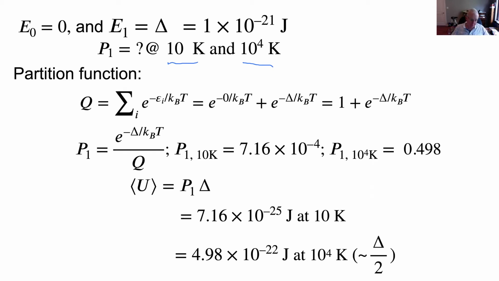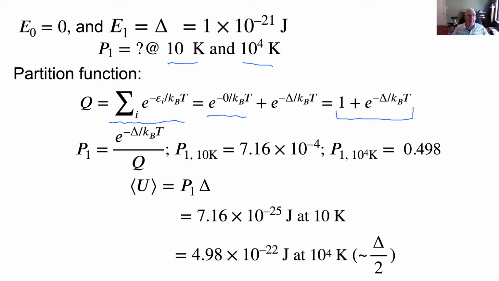Right? The definition for the partition function is right here. It's just the sum over all the states of e to the minus the energy over kT, right? So in this case, the first state has energy equal to 0, so the first term is just 1. The second state has energy delta, so my partition function is always equal to that expression there, 1 plus e to the minus delta over kT, okay?